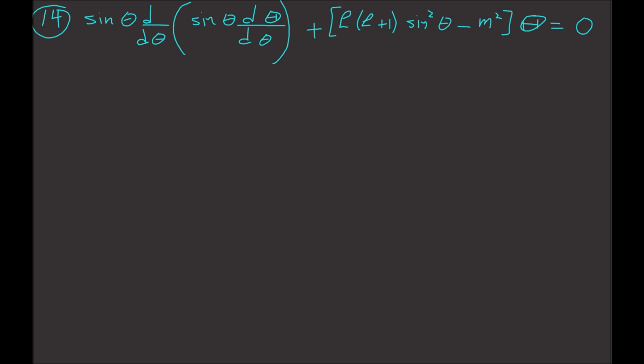Not so simple. This equation is called the Laplacian equation in spherical coordinates. The solution for this is theta of theta equals some constant A times P sub L to the m power of cosine of theta. And these are called the associated Legendre functions.